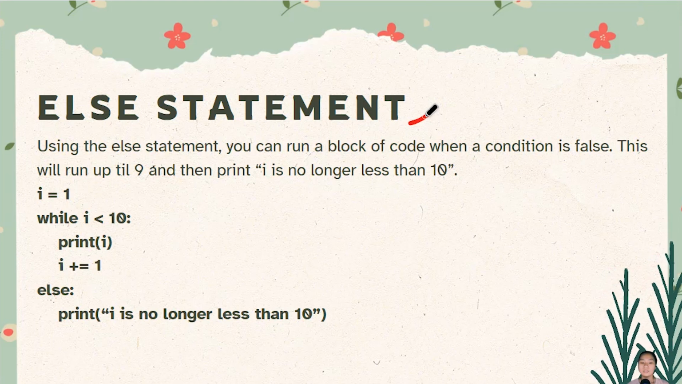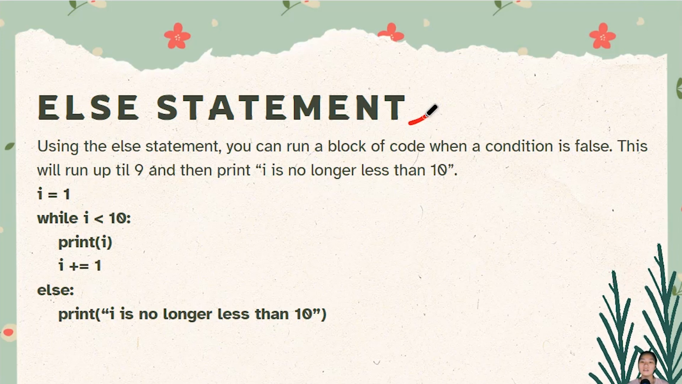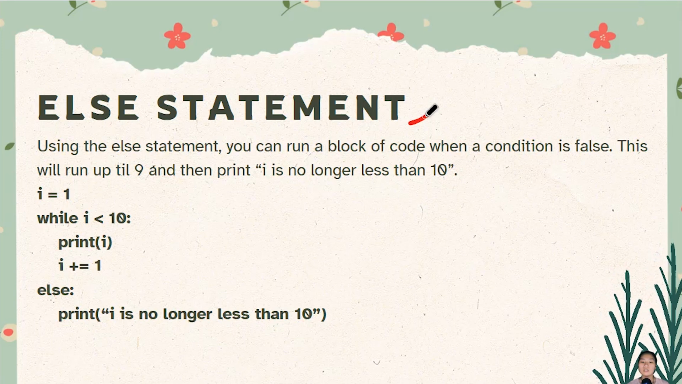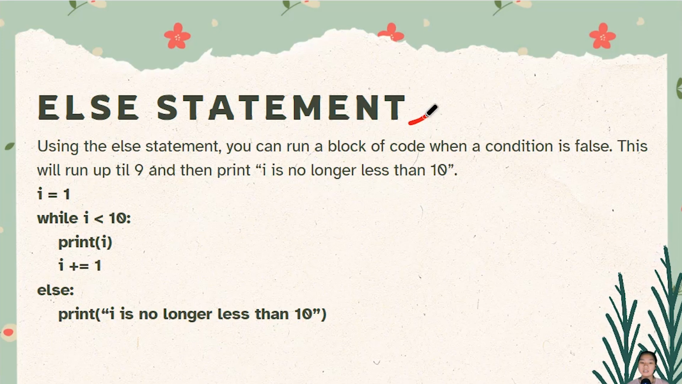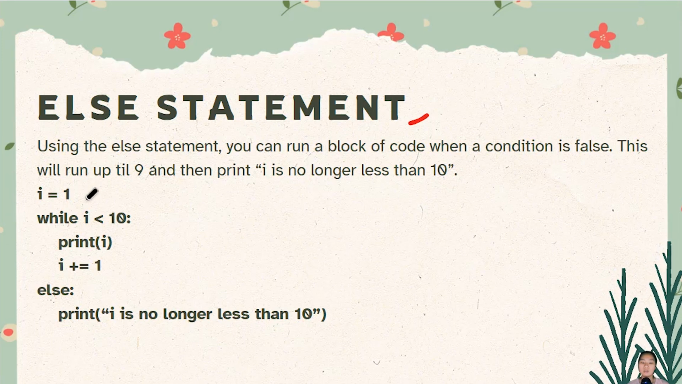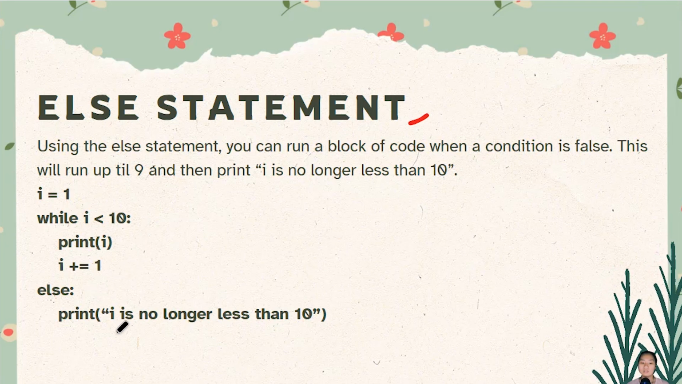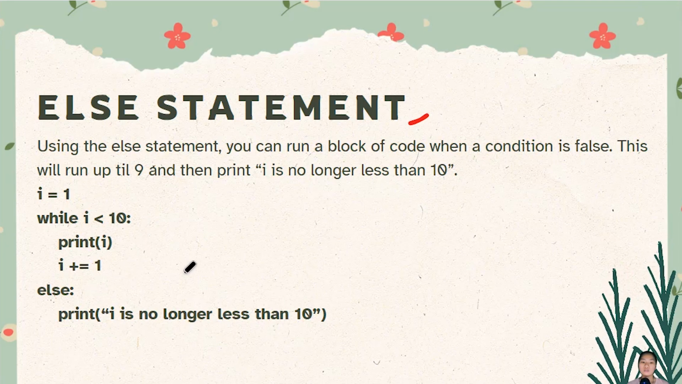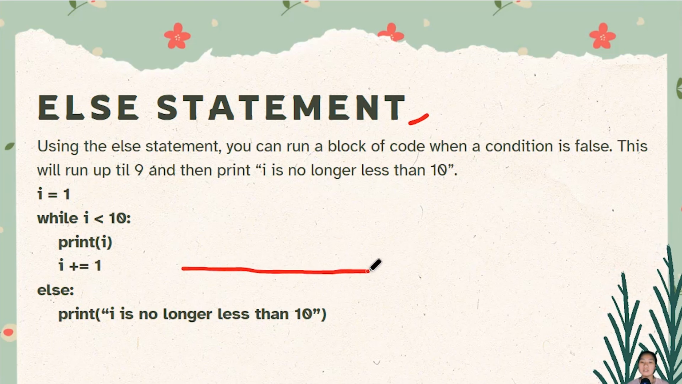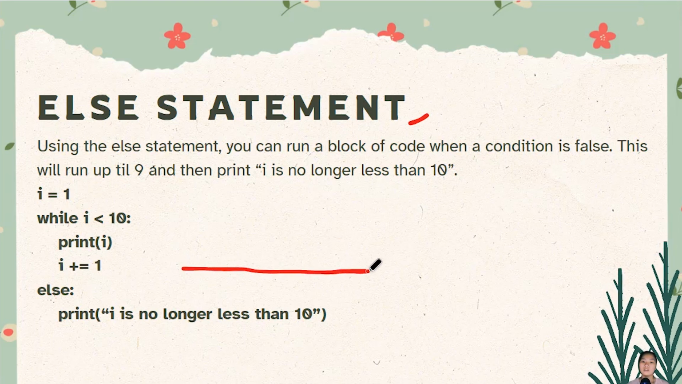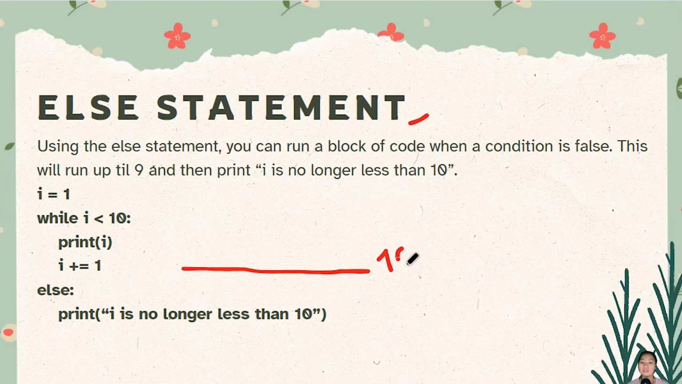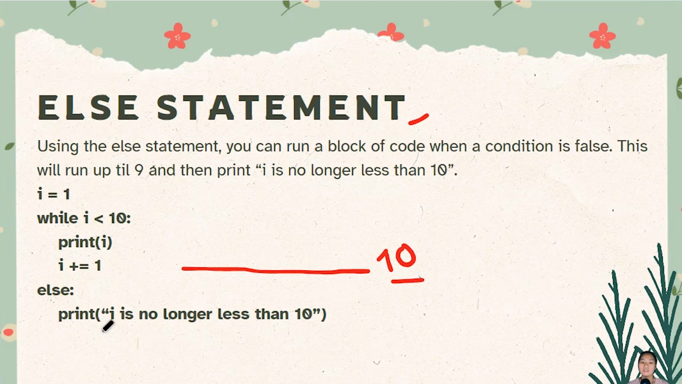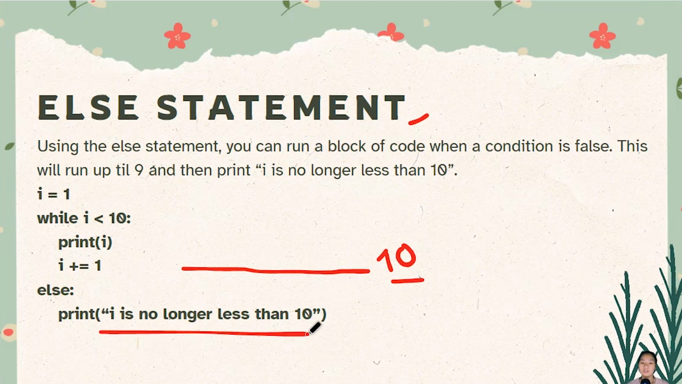Next up is the else statement. While also employs the else statement like the if statement does. Using the else statement, you can run a block of code when a condition is false. So in our example over here, i equals 1, while i is less than 10, print i, then increment by 1, else print i is no longer less than 10. So this would run until 1, 2, 3, 4, 5, 6, 7, 8, 9, and 9 is the last number that is less than 10 until we reach 10. Now, instead of printing 10, it prints i is no longer less than 10, okay?